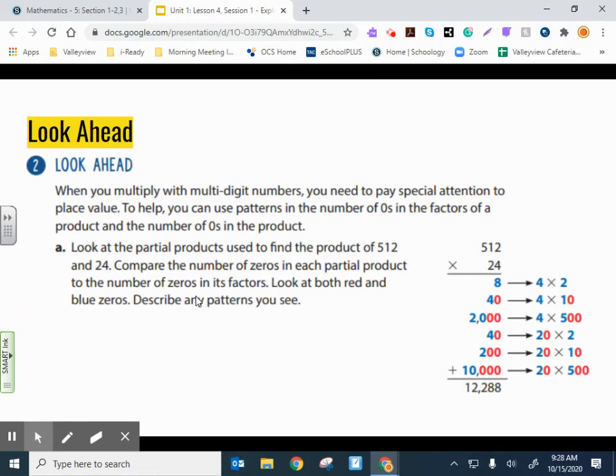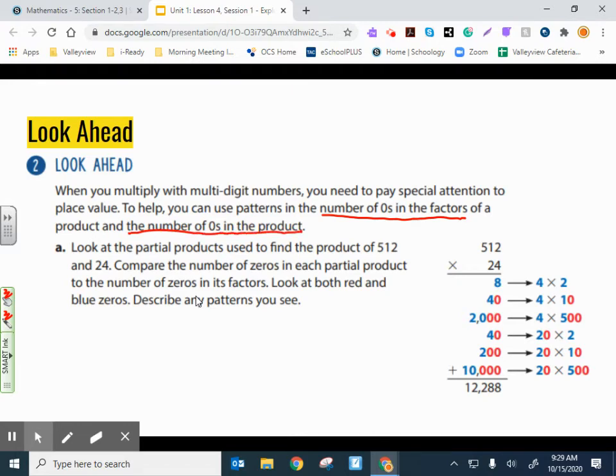All right, when you multiply with multi-digit numbers, you need to pay special attention to the place value. It's very true. To help, you can use patterns in the number of zeros in the factors of a product and the number of zeros in a product. Now, let's look at this. The number of zeros in the factors, and I'm going to underline the number of zeros in the product.